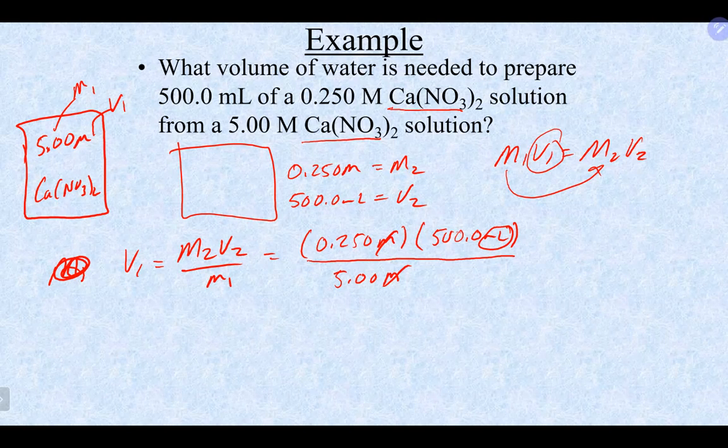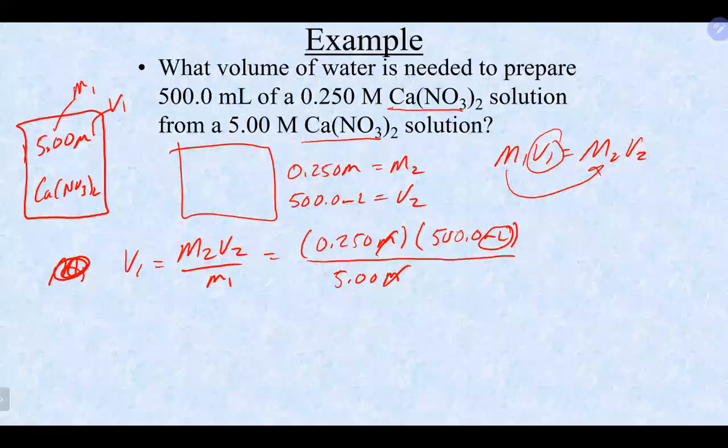0.25 times 500 divided by 5 is going to give us 25 milliliters here. And obviously, if you were in liters, you would have 0.025. And this is 25 milliliters, though, of the calcium nitrate, right? So basically what we just calculated is we need to go into the more concentrated bottle and pull out 25 milliliters of it. But we are looking for how much water here.